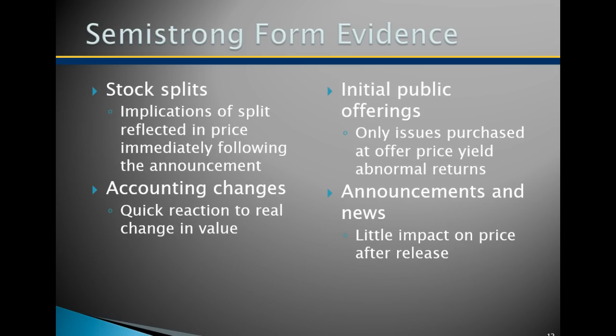Initial public offerings. Now, with an initial public offering, all the information about the company is supposed to come out in the prospectus. So investors are supposed to have all the information about the IPO, and the IPO price is supposed to reflect that. So on the opening day, if the stock price jumps up significantly, there should be no reason for that if all the information was already previously priced in.